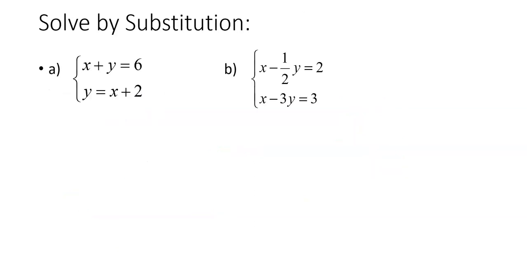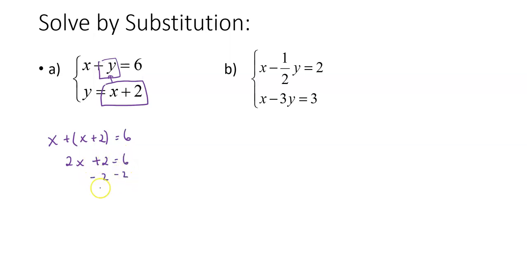All right, look at the first one here. The first one is already kind of set up for us. It says y equals x plus 2 on the bottom, so why not take this x plus 2 and put it here in place of y. So x plus, instead of y, I'll write x plus 2 equals 6. Now notice what happens: I got rid of that y. I'm down to just one variable. So 2x plus 2 is equal to 6. If I subtract the 2 from both sides, 2x equals 4, or x equals 2.